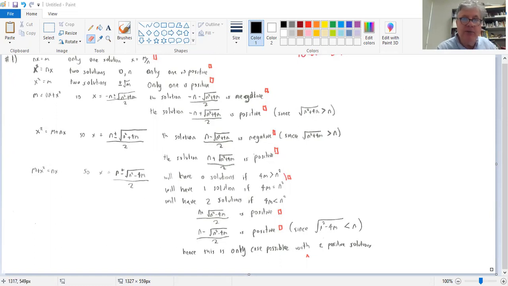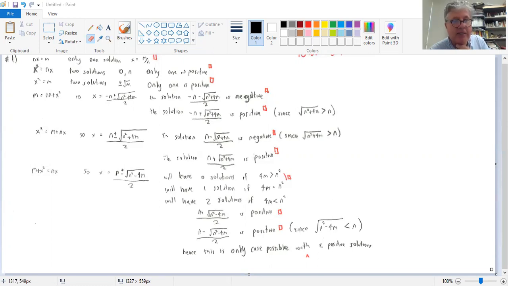For x squared equals m plus nx, the quadratic formula gives the numerator n plus or minus the square root of n squared plus 4m. So n plus something is going to be positive. N minus, well, n squared plus 4m, as we've seen, the square root of that is bigger than n. So you've got n minus a number bigger than n, so you're going to get something negative. So that just leaves m plus x squared equals nx.